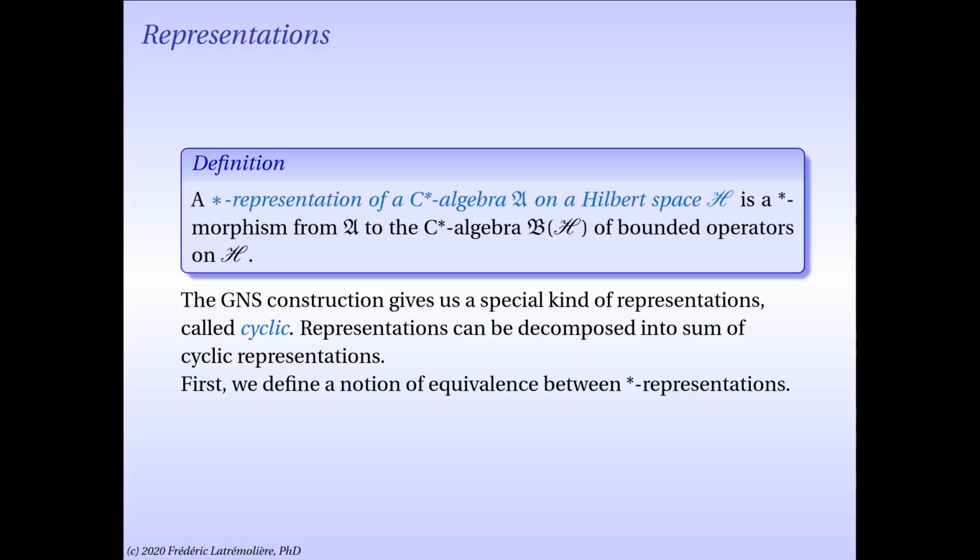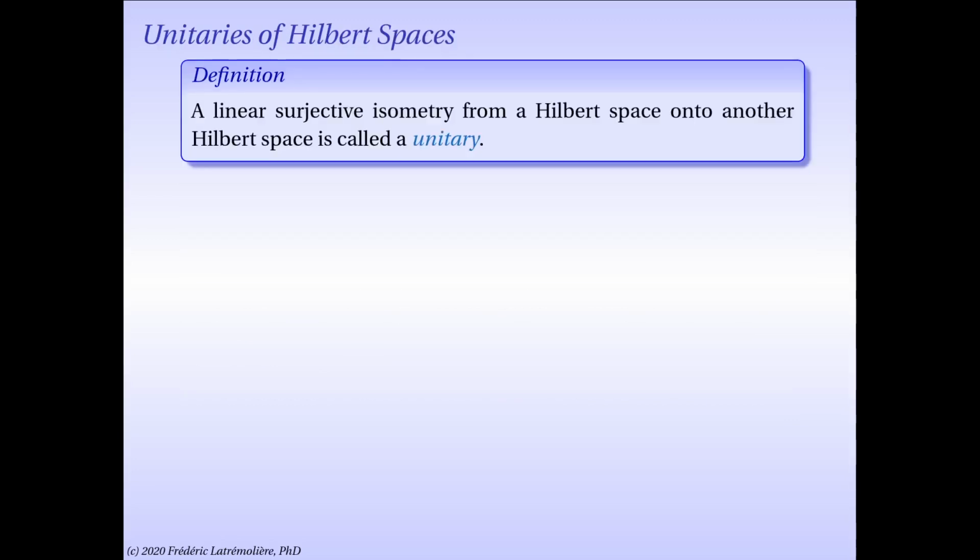But first, we want to discuss a notion of equivalence between star representations. We already know what it means for two C-star algebras to be isomorphic. Now we turn to the question of what it means for two Hilbert spaces to be isomorphic. The proper notion of isomorphism for Hilbert spaces is called a unitary. A unitary is a linear surjective isometry from a Hilbert space to another one.